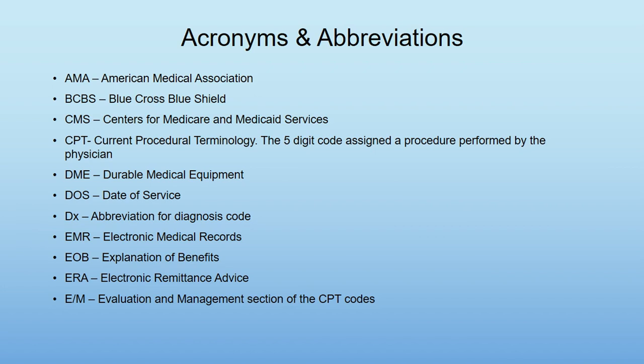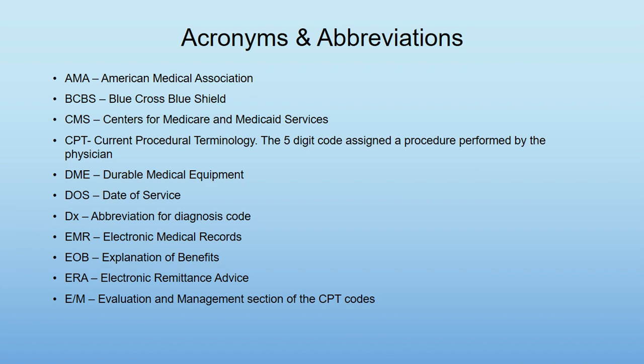The AMA is the American Medical Association. BCBS is Blue Cross Blue Shield. CMS is short for the Centers for Medicare and Medicaid Services. And you'll see CMS in a lot of forms, such as the CMS 1500 or the CMS 1450. CPT is short for Current Procedural Terminology. This is the 5-digit code assigned to procedures that are performed by the physician.